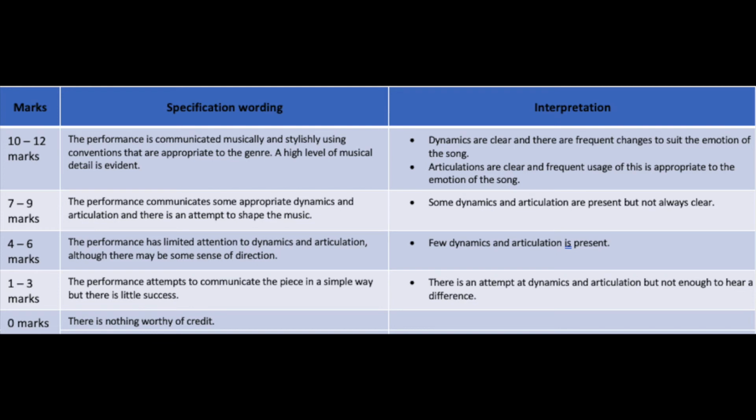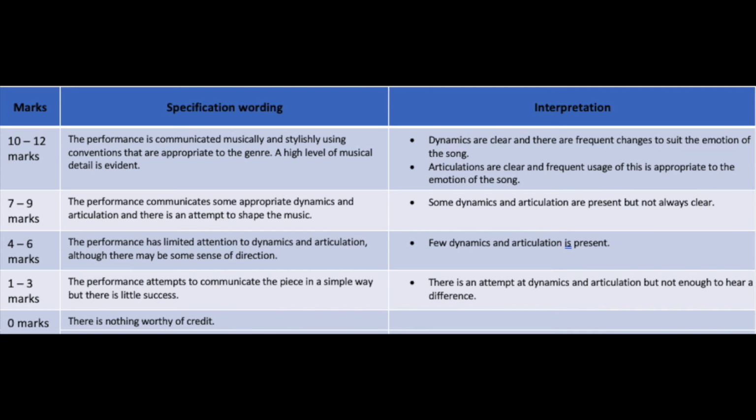So the quiet stuff is really quiet, the loud stuff is really loud. And then there's all the things in between. So you might have crescendos, diminuendos, you might have lots of other types of dynamic changes in there that adds to your marks. Articulations are clear and frequent usage of this is appropriate to the emotions of the song. So you're adding expression in such as staccato, legato, you're changing the tone of your voice or the tone of your instrument quite frequently and obviously to affect the emotion in the piece of music.